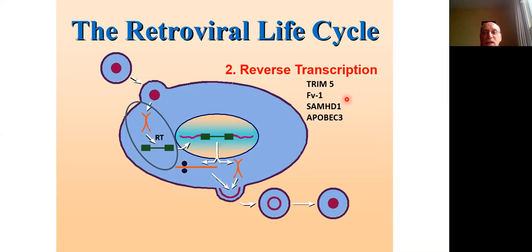Yet another is SAMHD1, which has a completely different mode of action. It keeps the level of dNTPs in the cytoplasm too low for reverse transcription. And finally, APOBEC3, I think many of you have heard of this. This interferes with DNA synthesis partly by inducing massive levels of deamination of cytidines in the minus strand, the first strand of DNA made as RNA is copied into DNA. This results in massive levels of G to A mutation in the plus strand, in the coding strand. Essentially, it destroys the genome by hypermutation.